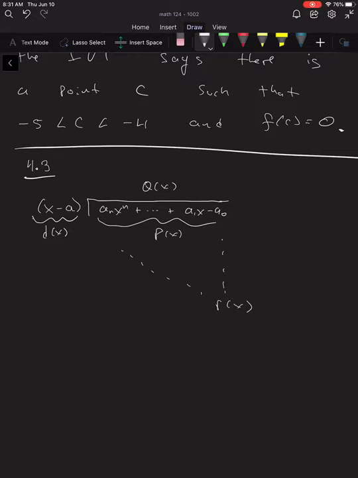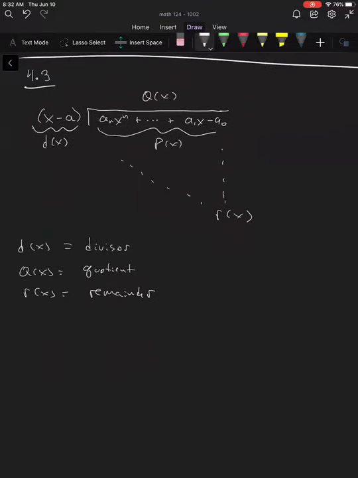So maybe we can write these out. D of x is called the divisor, but we'll usually just refer to it as d of x. Q of x is the quotient, and r of x is the remainder. And there's an important equation that relates these things together. P of x is going to be equal to D of x times Q of x plus R of x.